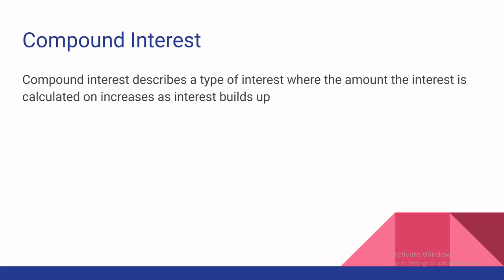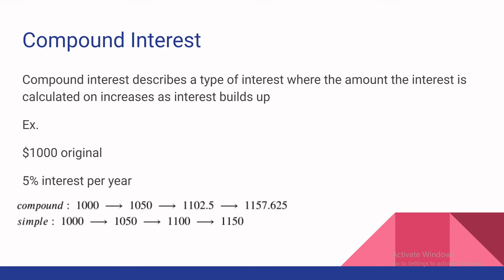Compound interest describes the type of interest where the amount the interest is calculated on increases as interest builds up. So, for example, if we have $1,000 originally, and then we have a 5% interest per year, we have this kind of progression. We go from 1,000 to 1,050 to 1,102.5 and to 1,157.625. In contrast, simple interest will simply go from 1,000 to 1,050 to 1,100 to 1,150. As you can see, compound interest generally makes you a bit more money.